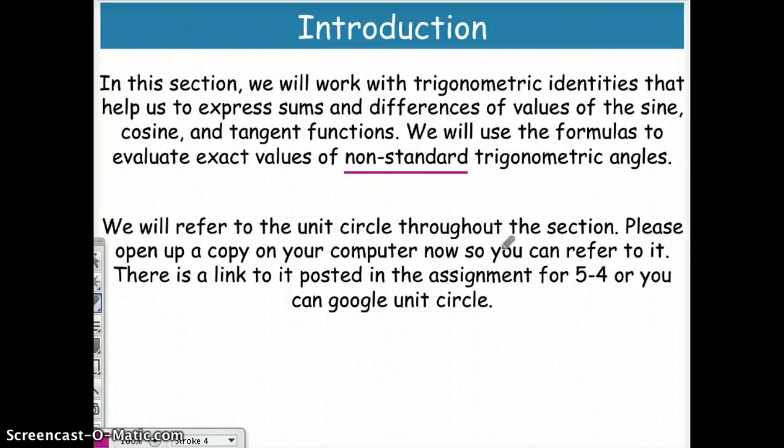We will refer to the unit circle throughout this section, so it'd be helpful if you opened up a copy now. You can find a link to the unit circle posted in the assignment for 5.4, or you can simply Google unit circle and many options should come up.